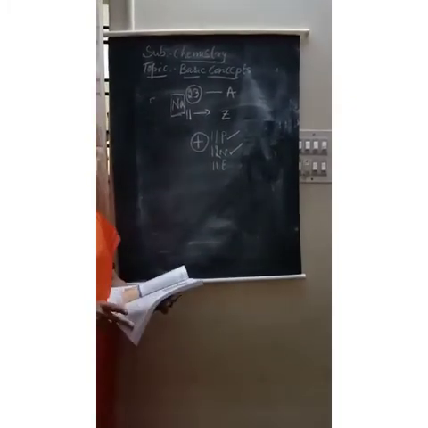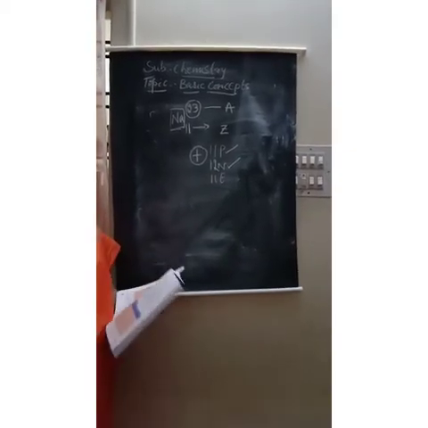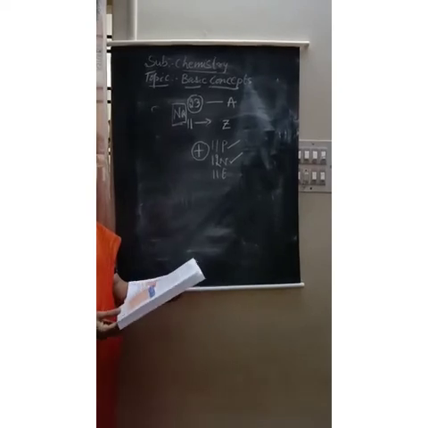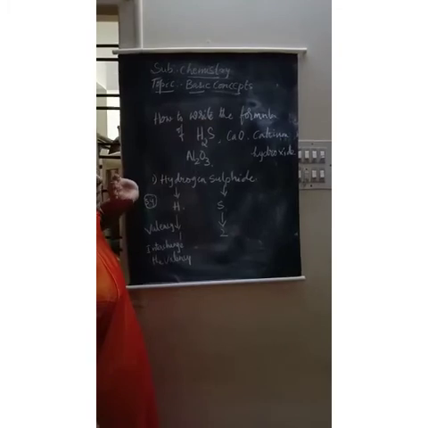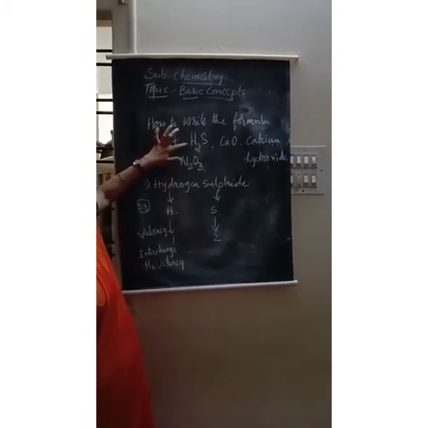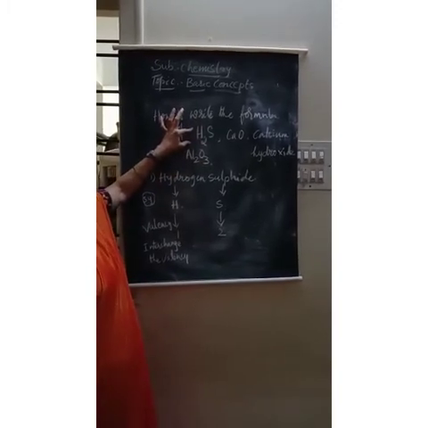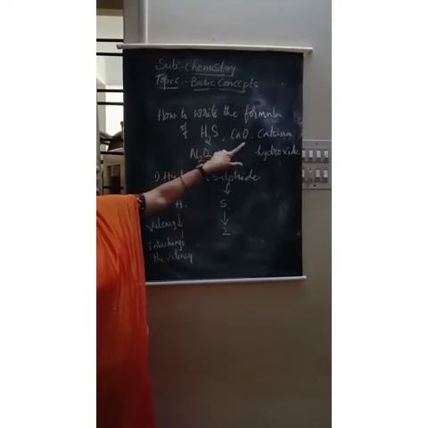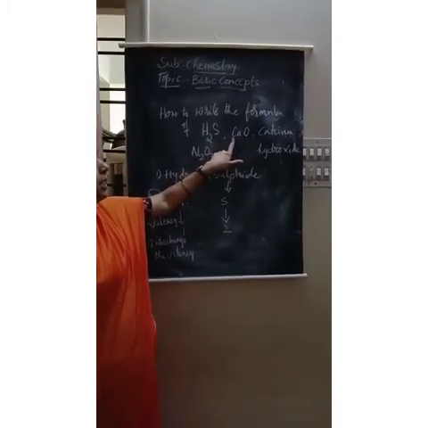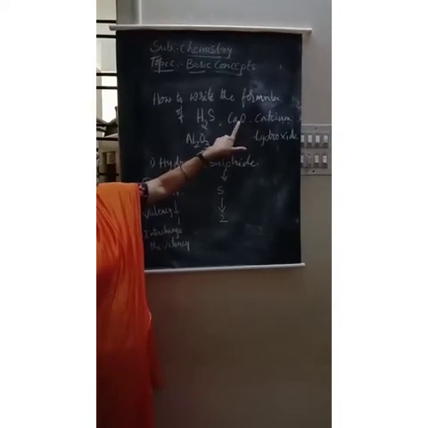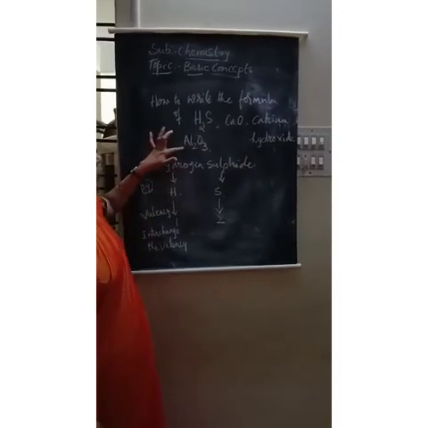Next one is very important: how to write the chemical formula. What are the steps we are going to understand? Let us understand. What are the compounds I have given, children? Hydrogen sulfide, this is the formula of hydrogen sulfide. This is calcium oxide. If it is combined with oxygen, we say oxide; if it is chlorine, chloride; if it is sulfur, sulfide. Next one is aluminium oxide.